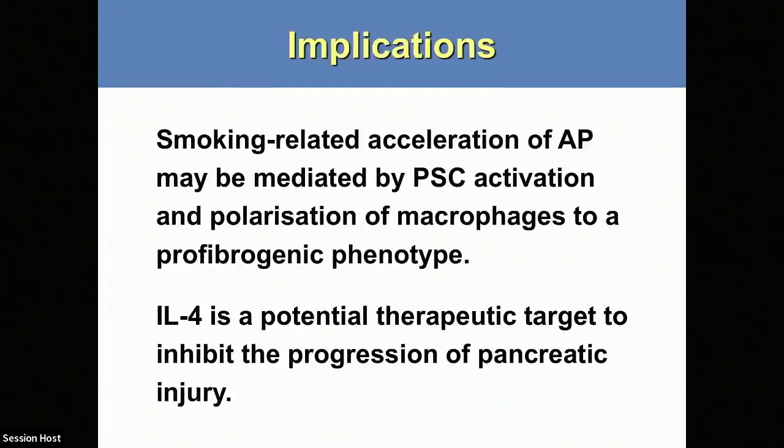Our study implies that the smoke-related acceleration of alcoholic pancreatitis may be mediated by stellate cell activation and the polarization of macrophages to a profibrogenic phenotype. Interleukin-4 is a potential therapeutic target to inhibit the progression of pancreatic injury.